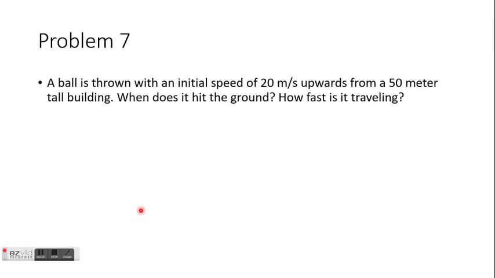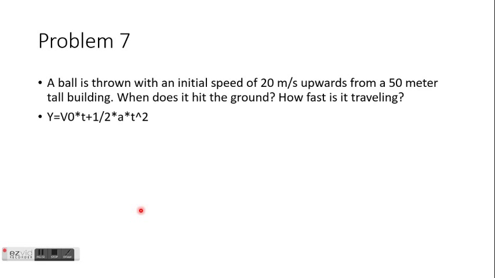A ball is thrown with an initial speed of 20 meters per second upward from a 50-meter tall building. When does it hit the ground, and how fast is it traveling? So this is a pretty similar problem to what we've already done. It's just now we have an initial velocity in the y direction.